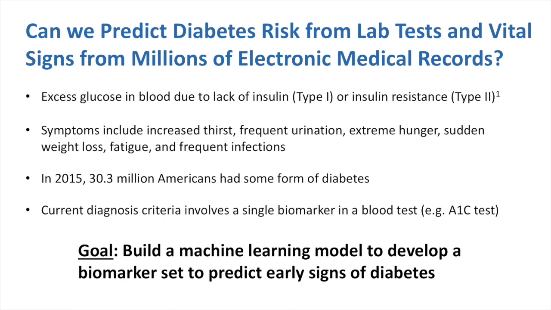Diabetes is a heavily prevalent disease that influences almost 10% of the United States. A variety of symptoms accompany the condition, including increased thirst, frequent urination, extreme hunger, sudden weight loss, fatigue, and frequent infections. The current standard for diagnosing diabetes involves measuring a patient's glucose level, typically through a lab test like the A1C test, which indicates average blood sugar over the past 2 to 3 months.